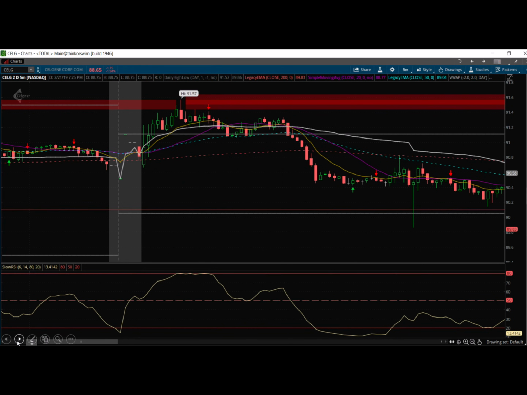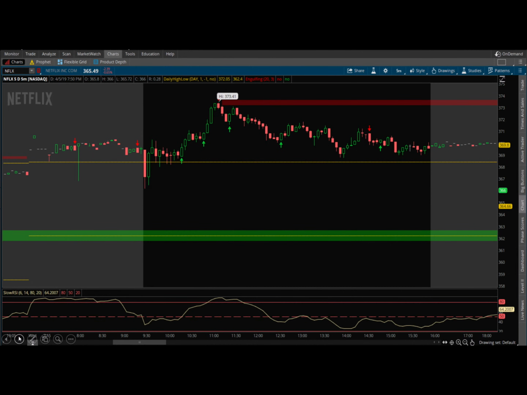Here's another example of a stock called Celgene. We have an obvious red supply zone here. We had an engulfing candle alert with a red arrow stating that this candle engulfed this candle. The slow RSI was recently overbought, and eventually the stock fell. So that's pretty much the criteria.